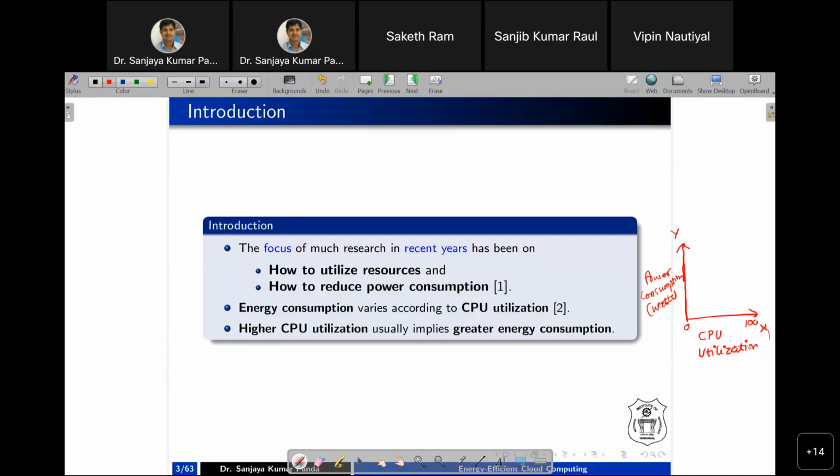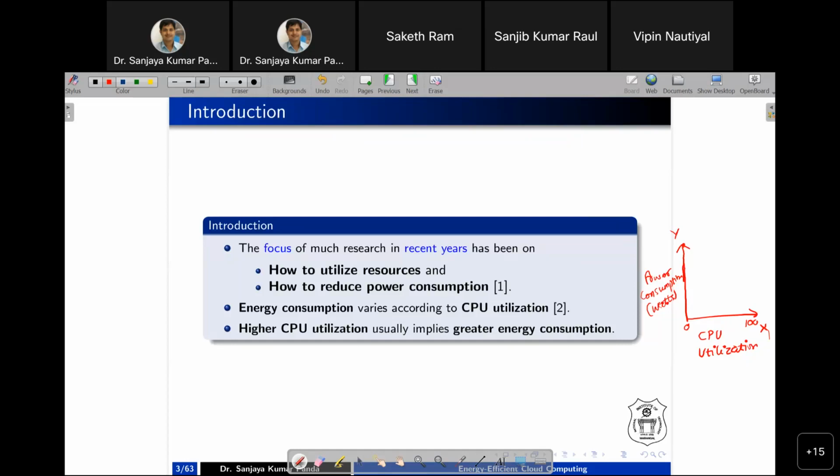If I want to increase the utilization, how it really impacts the power consumption is what we have to observe. Obviously, higher CPU utilization usually implies greater energy consumption. So we are very much interested to know whether this relationship is linear or non-linear. If linear, then yes, your CPU utilization is increasing, which means power consumption is also increasing at the same rate. But it is not true for all cases, right? Sometimes we can see that when the CPU utilization is close to 100%, the power consumption increases drastically, right?